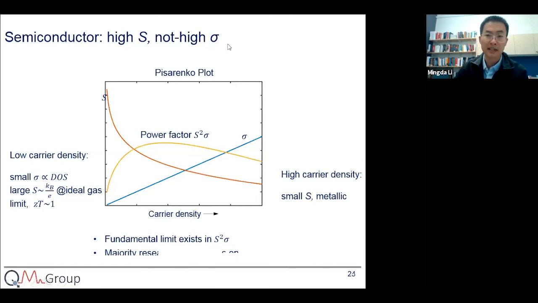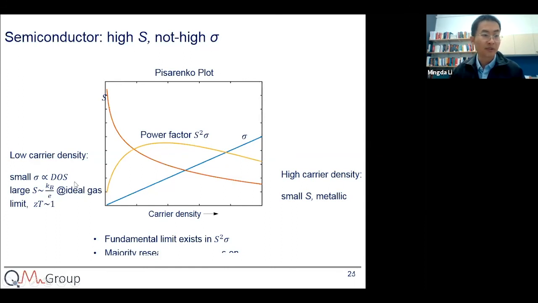The sigma, the electrical conductivity, is compromised, not too high, but it can gain the high thermal power. So if we plot them together, this is the so-called Pisarenko plot as a function of the carrier density: higher and higher electron density, we know that the electrical conductivity will increase, but it has less entropy, and the thermal power will decrease. And if we put them together, multiply S squared sigma, there's some optimized peak value. And that is this fundamental limit, which makes it very hard to significantly increase power factor.